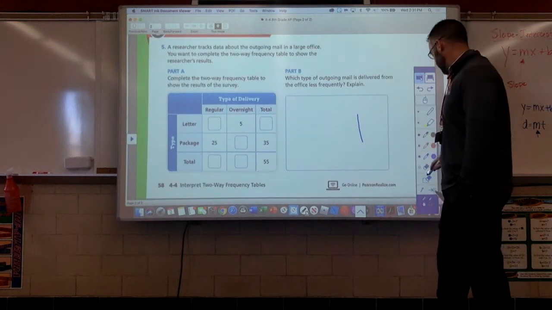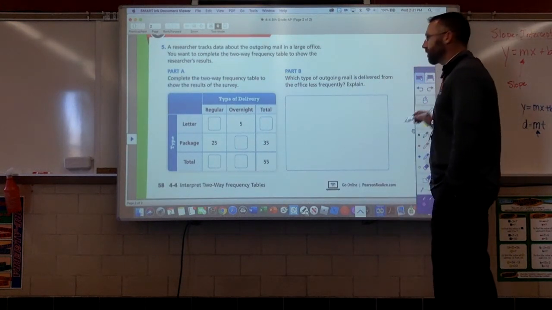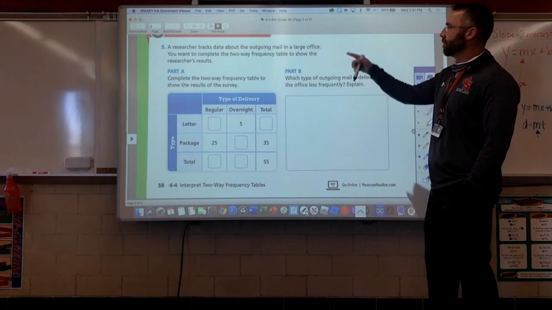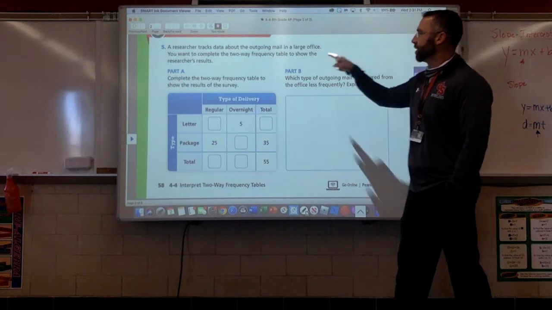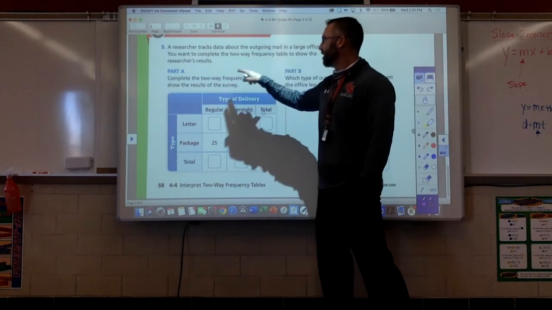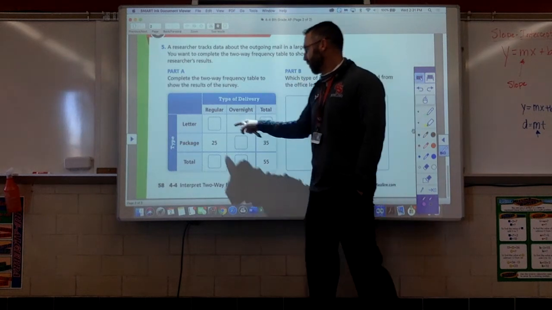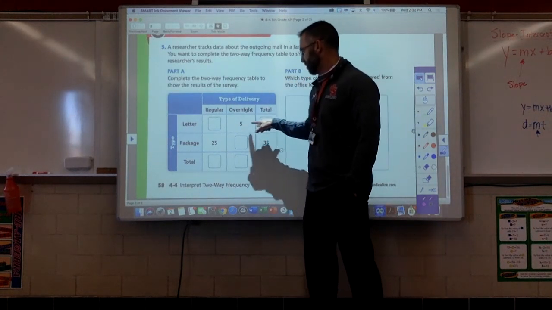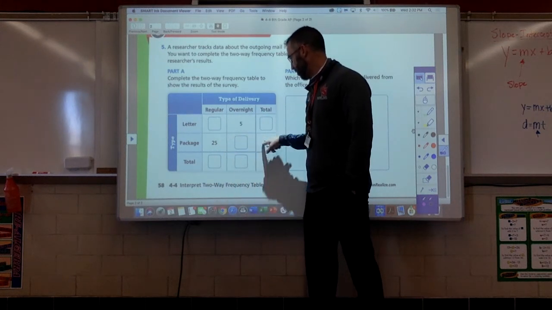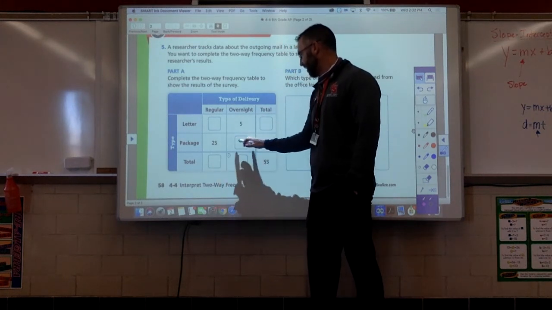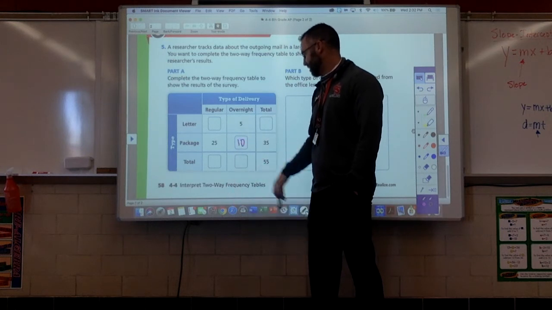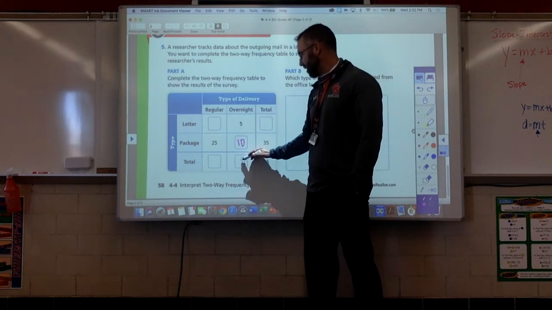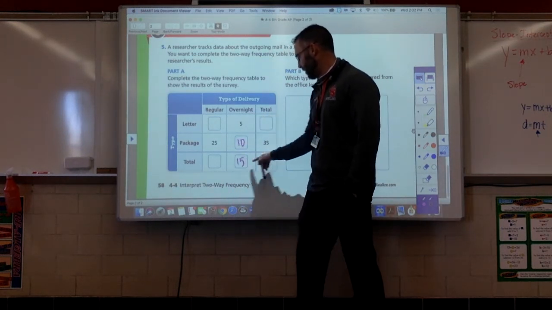All right. Number 5. A researcher tracks data about the outgoing mail in a large office. You want to complete the two-way frequency table. Okay. Well, look for a row or column that's missing one piece of data. 25 plus what number? Oh, 10. Yes. Okay, let's add this column. How about that? 15.